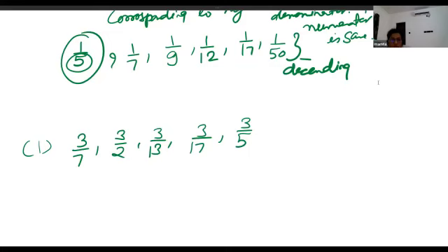Since the numerators are the same, the fraction corresponding to the lower denominator is greatest. So which is the lowest denominator? The lowest denominator is 2. So 3 by 2 will be the greatest among all. Ma'am, I sent the descending order, is it right? Yes, correct.